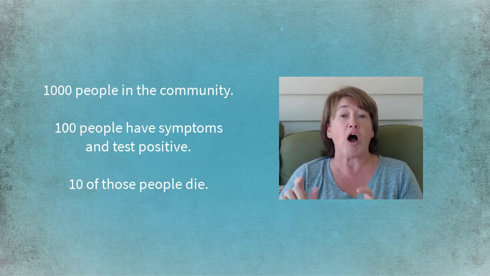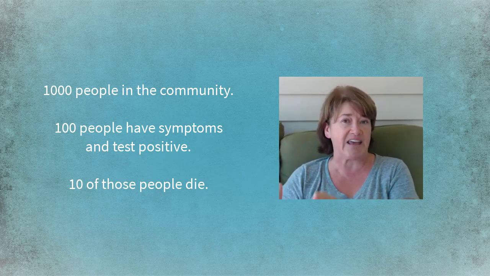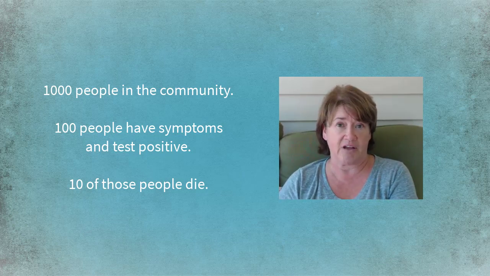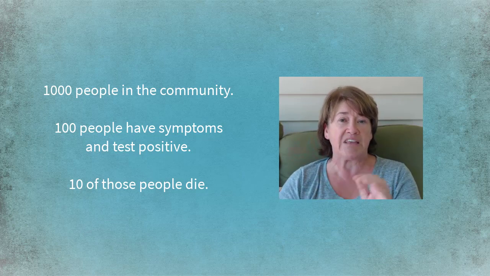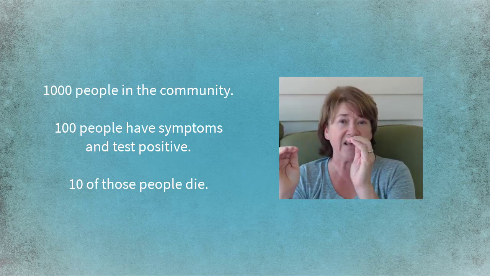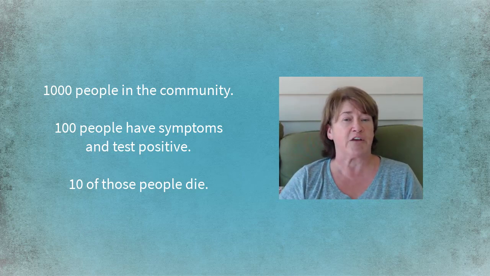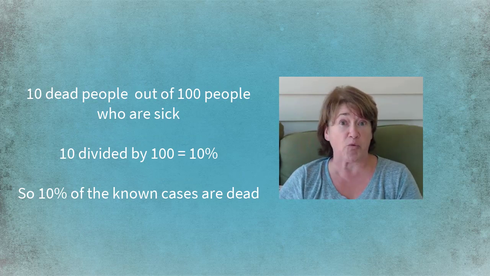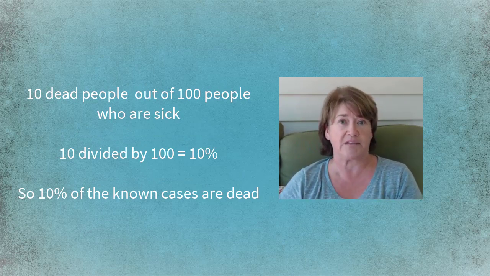In that 1,000 people, 100 people start to have symptoms of this. So those 100 people get tested. Now, it ends up that 10 of those people end up dying, okay? If the whole community is 1,000 people, and they only test 100, and 10 people die, the way the death rate is figured is 10 people out of 100 people that were tested died. And that gives you a 10% death rate.